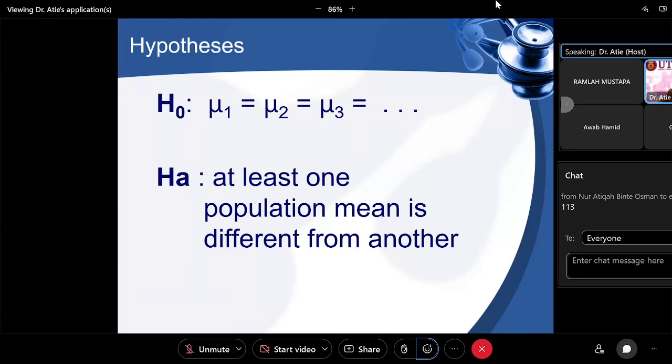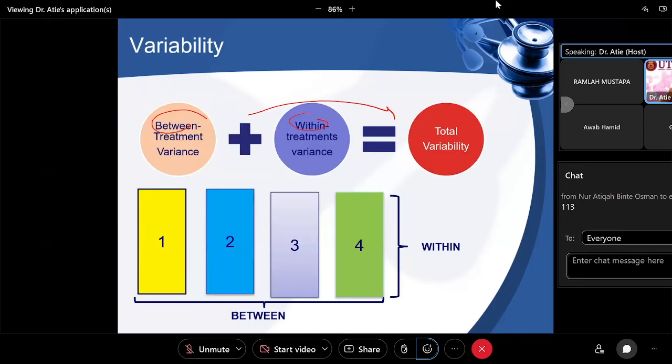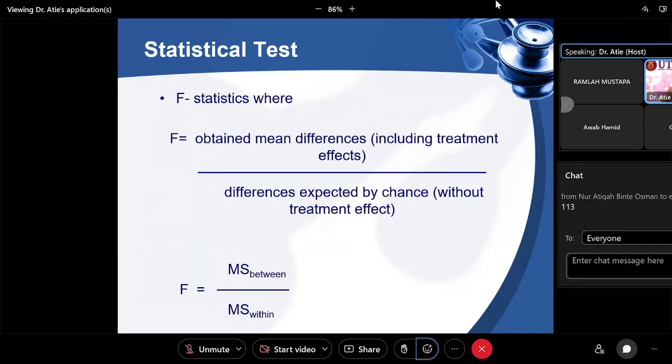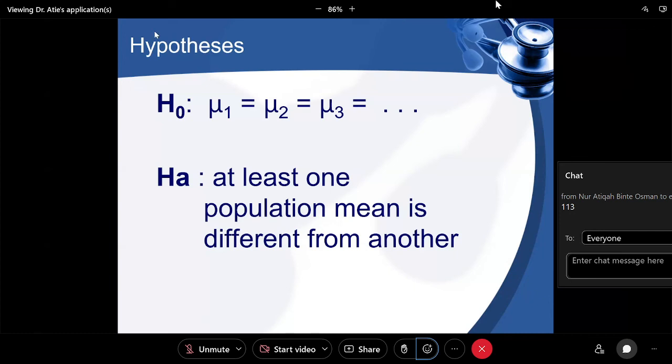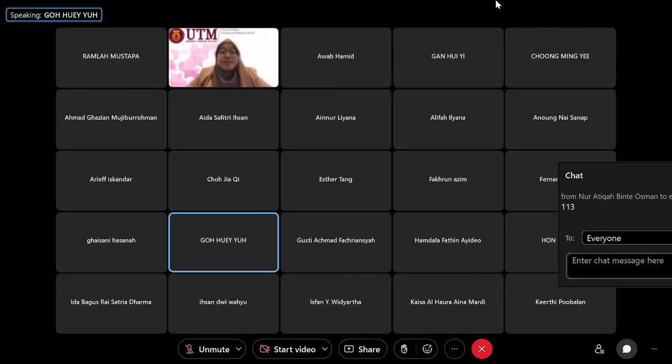So before we end our class, do you have any questions that you want to ask? We will do examples for the ANOVA, and we are going to use SPSS on Sunday. So it means that we don't have much time to do SPSS today. Any question? Yes, Doctor?